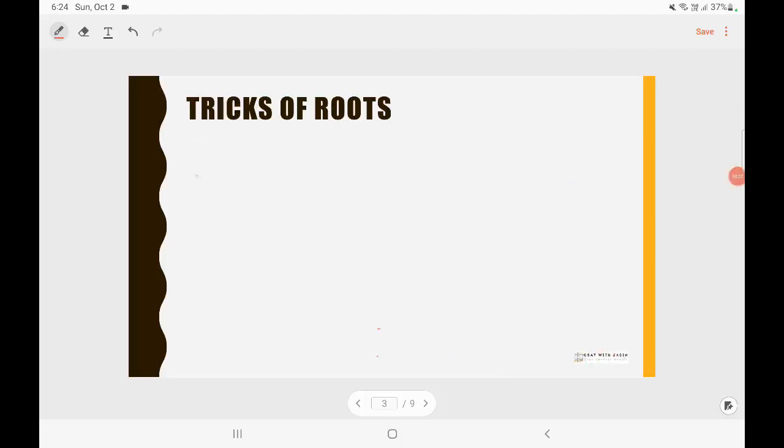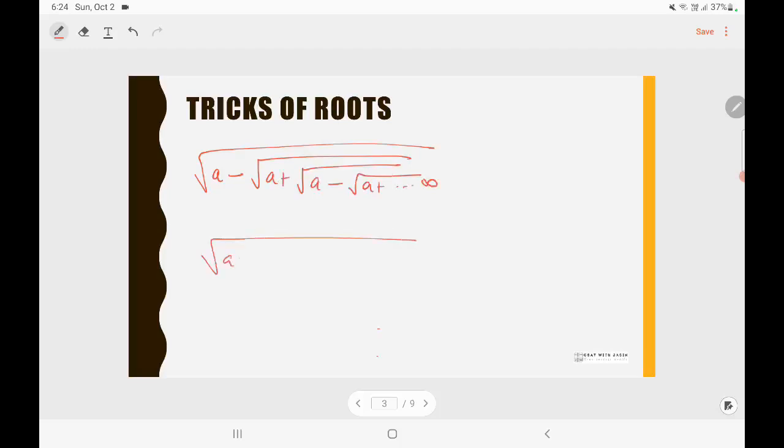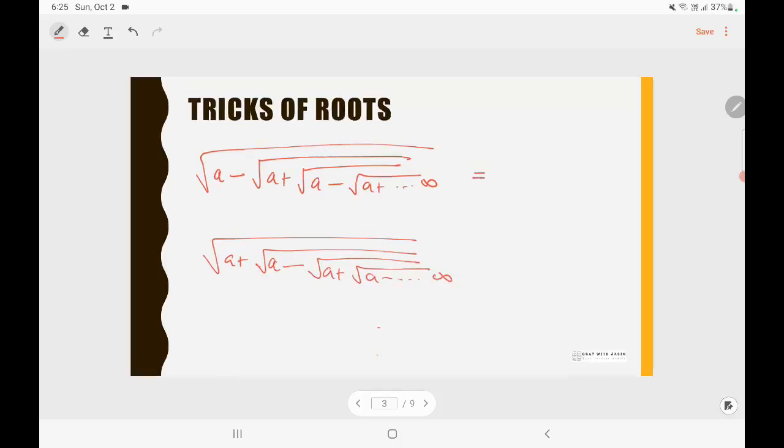Now the question can also be like root of a minus root of a plus root of a minus root of a plus till infinity, or it can be like root of a plus root of a minus root of a plus root of a minus till infinity. Okay, so in this case it's starting with minus and in this case it's starting with plus. So here you will get (root of 4a minus 3 minus 1) divided by 2, and in this case it is (root of 4a minus 3 plus 1) divided by 2.